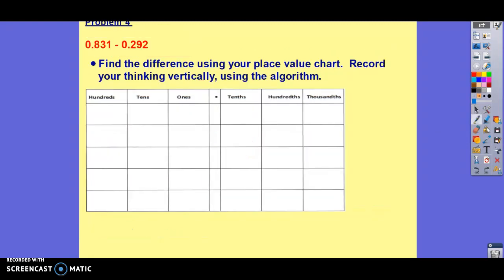See if you can begin solving this problem in your journal. Both in standard form, 831 thousandths minus 292 thousandths. You can use this place value chart in your journal. You can write it using the standard algorithm on the lines. Start to solve 831 thousandths minus 292 thousandths. And we'll go over it together.